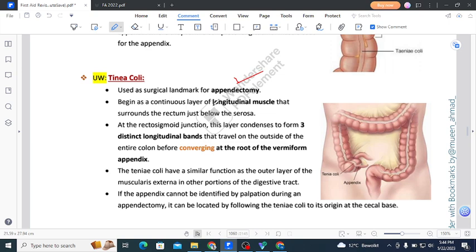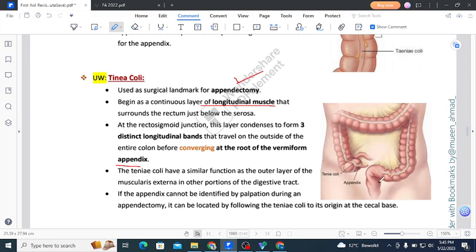They begin as a continuous layer of longitudinal muscle that surrounds the rectum just below the serosa. At the rectosigmoid junction, this layer condenses to form three distinct longitudinal bands that travel on the outside of the entire colon before converging at the root of the vermiform appendix. Basically, they are continuous in the rectum.